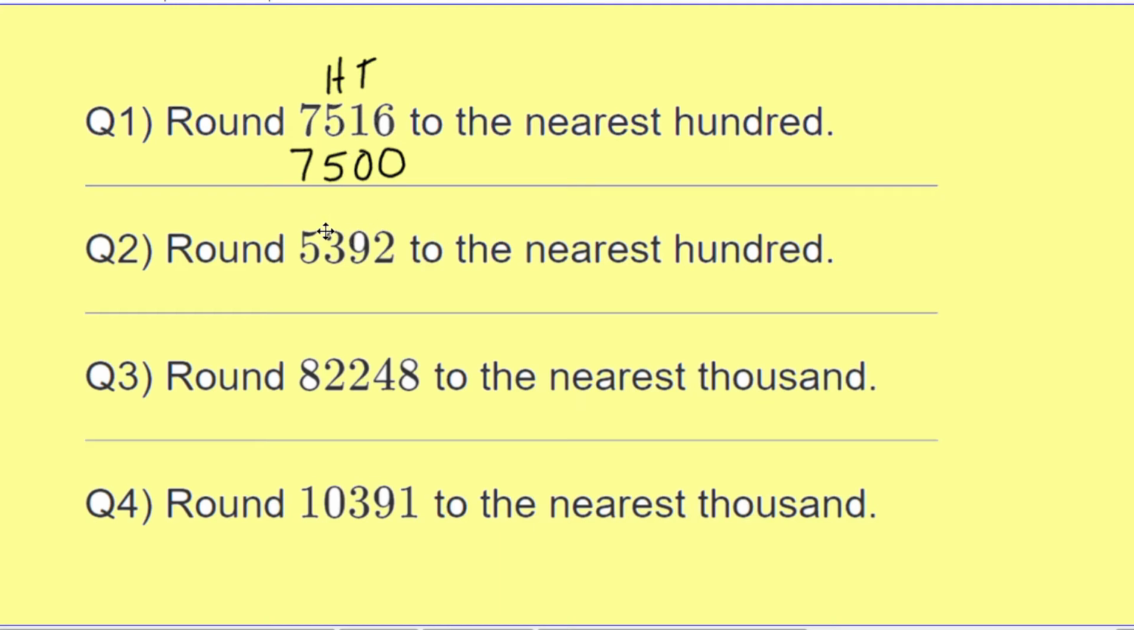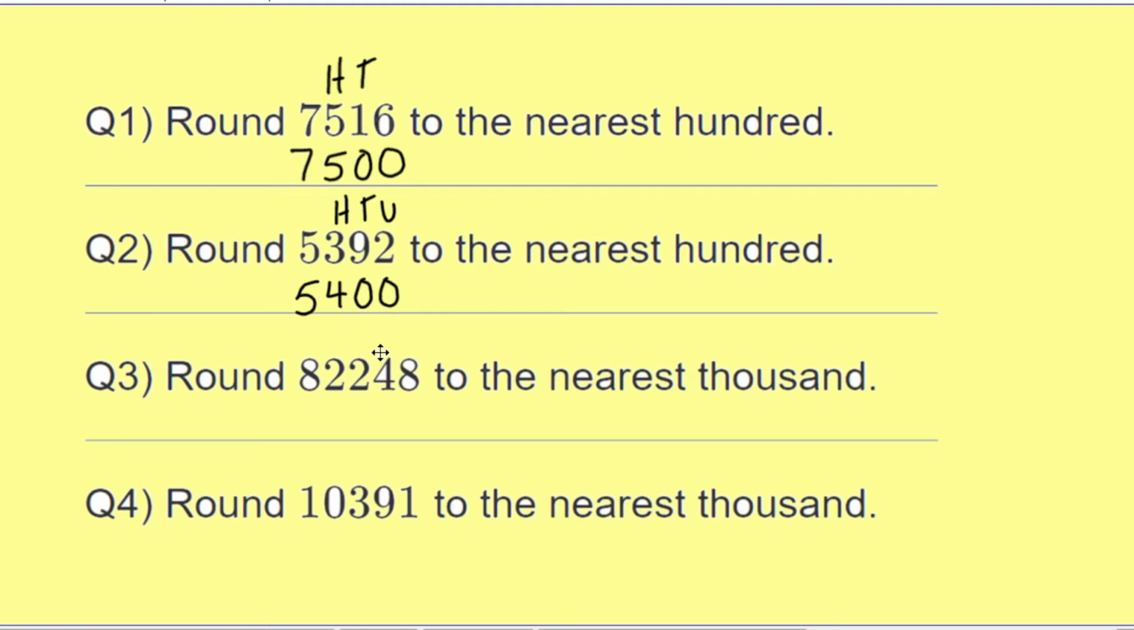Okay, 5392 to the nearest 100. So you've got your thousands, your hundreds, your tens, units. Okay, so we're looking at hundreds and tens, because we want the nearest 100. So 39 rounds up to 40. So make that 40. Everything after it becomes a 0, and what comes before it stays the same.